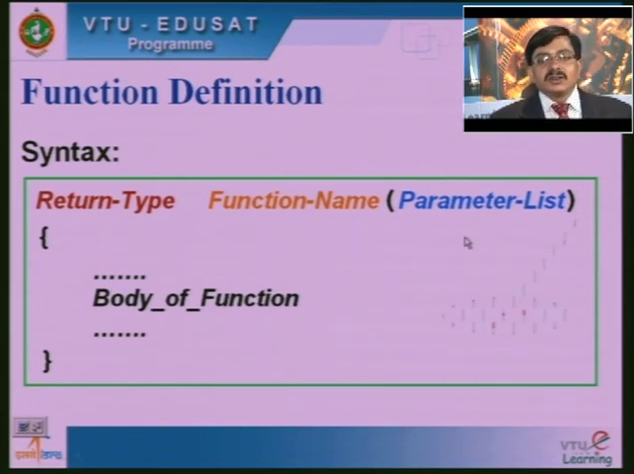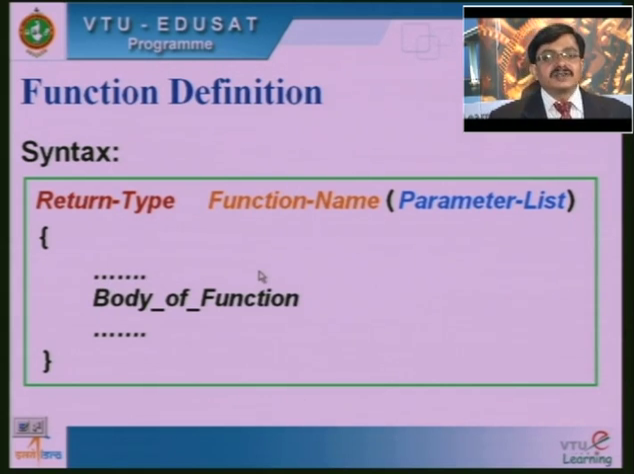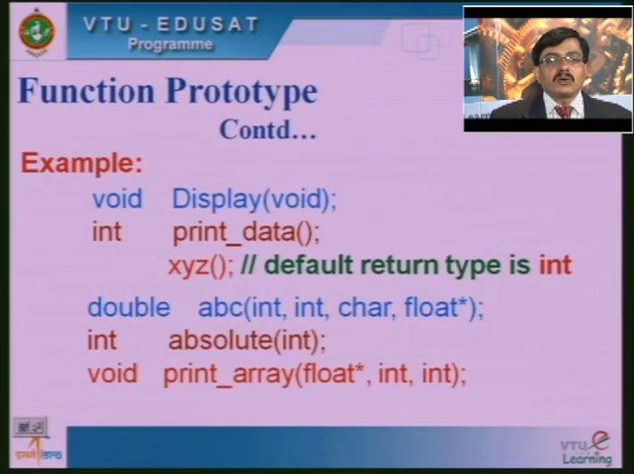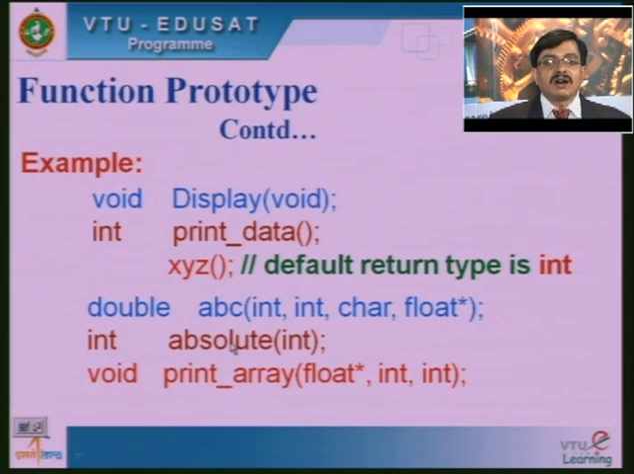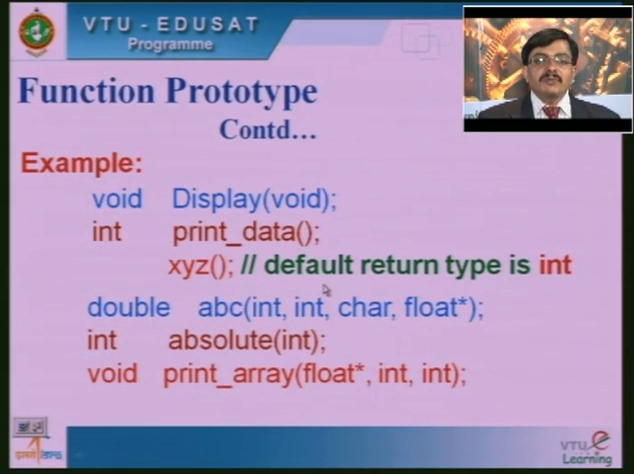And here we have to note that we do not use a semicolon, no semicolon. In the case of function declaration, we end with a semicolon, whereas here the semicolon is replaced by the body of the function. We specify the body of the function here, where we give a meaning to the function, what exactly the function has to do. When we look at the function declarations, we will not know what exactly display is doing, or print_data, or absolute, or print_array, or xyz is doing. We know that they are functions, taking so and so parameters and returning so and so type of data, but we will not know what exactly they are trying to do in the body of the function.